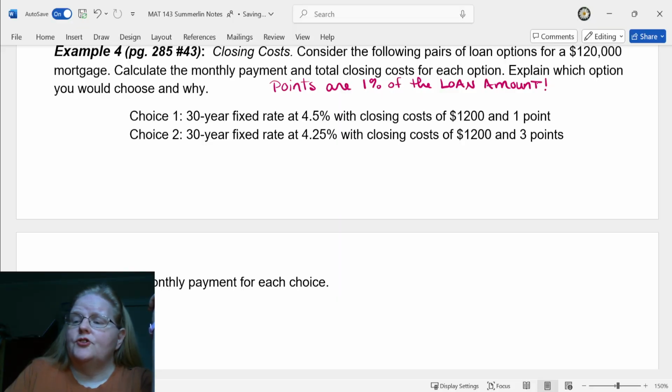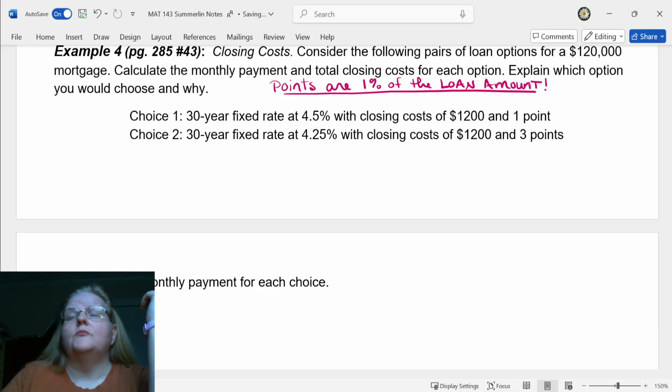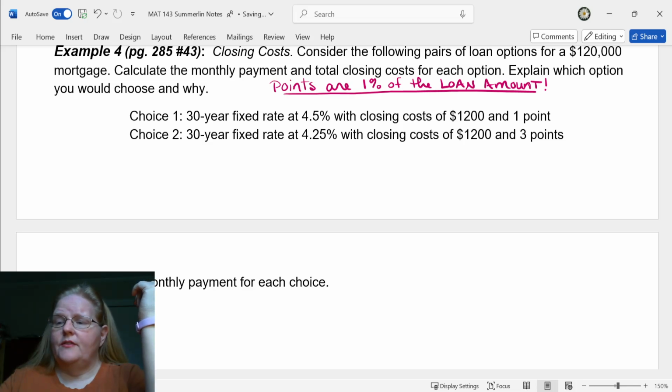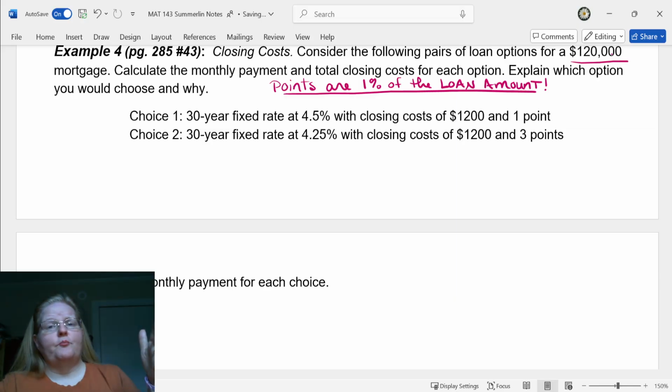So it changes with every single problem. In this problem, it's going to be 1% of this loan amount. In another problem, like the last one, you had 180,000, so we had a different loan amount there, so our points would have been different. Every single problem has a different loan amount, so the points are worth a different amount. You need to figure out per problem what the points are.